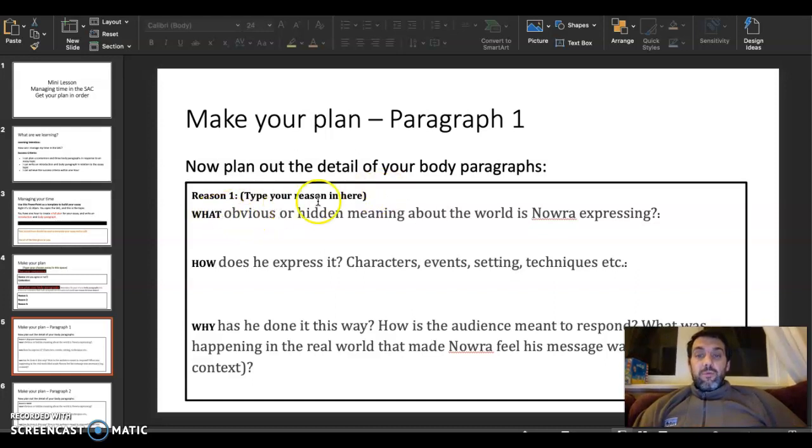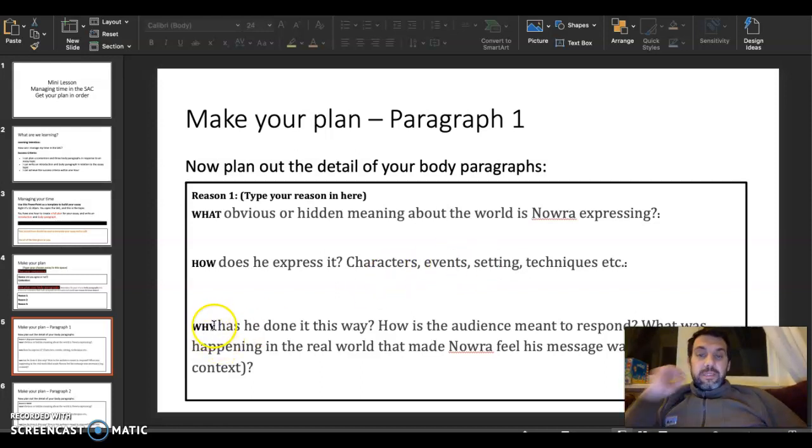You start thinking about what the author is expressing through the words, what is the meaning behind them. This is really useful because it gets you thinking outside the text and inside the text. The first one gets you to think outside, so it really helps with the TEAL. How does he express it? Characters, events, setting, techniques. You show me evidence there. This naturally sets you up for a TEAL type paragraph. This is why this is going to be really useful.